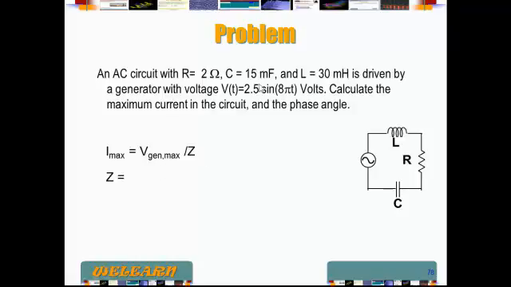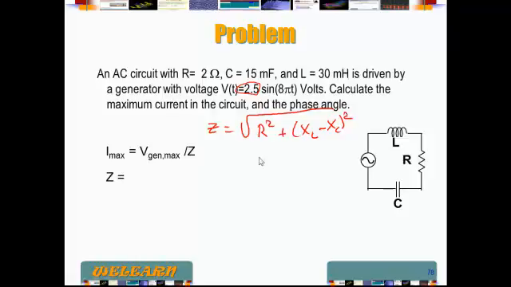We know V gen max, it's given. It's 2.5, from the expression since they gave us the generator voltage. So we need to find Z. So Z for an RLC series circuit is simply the square root of R squared plus (XL minus XC) squared. Now, the question is finding XL and XC first.